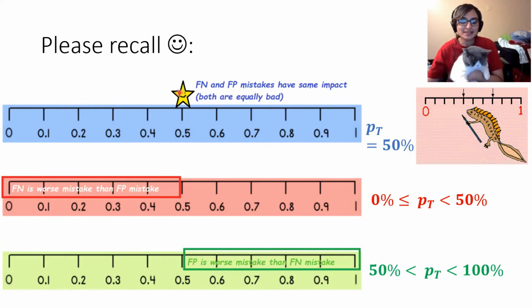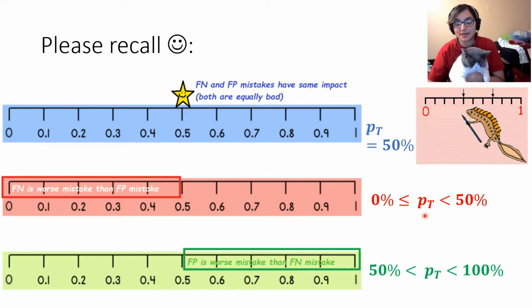So based on these thresholds, and I go over this a lot more in a whole other video, so please do see that. When the threshold probability is 50%, then false negative and false positive mistakes have the same impact. Both are equally bad. The idea is that based on these probability thresholds, we can see how we weight these different types of mistakes. If we had to make a mistake, what would we prefer making? So here, false negatives and false positives are equally bad.